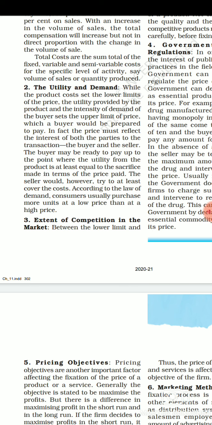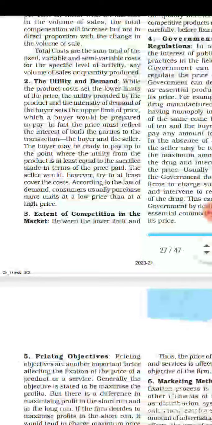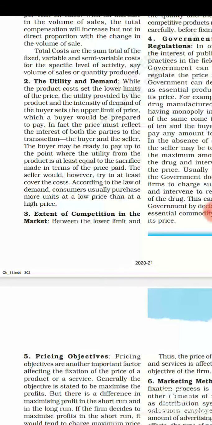Now the product cost sets the lower limit of the price, and the utility provided by the product and the intensity of demand of the buyers set the upper limit of the prices, right? It means the cost of the product decides its lower limit, and the demand in the market decides its upper limit, right.